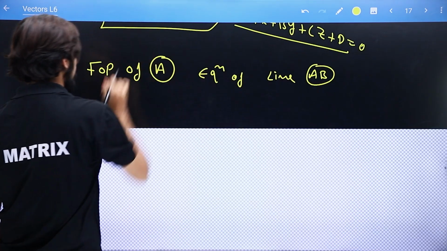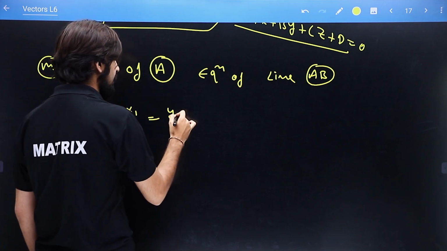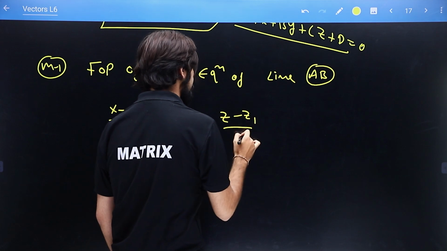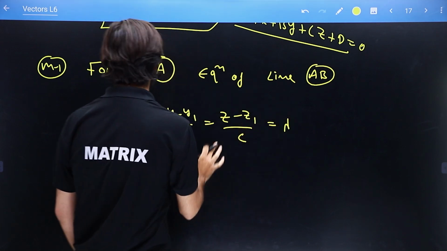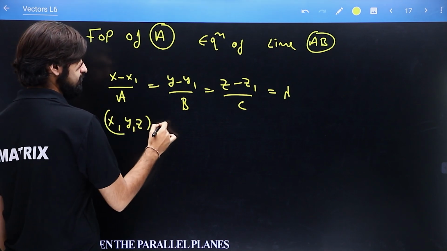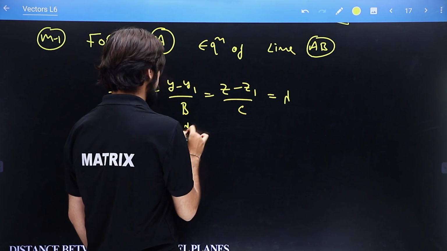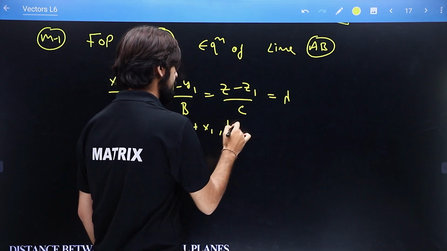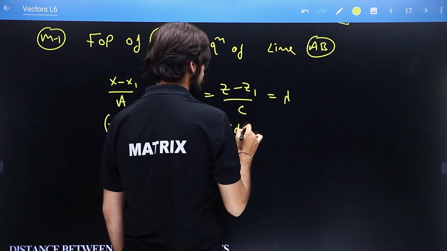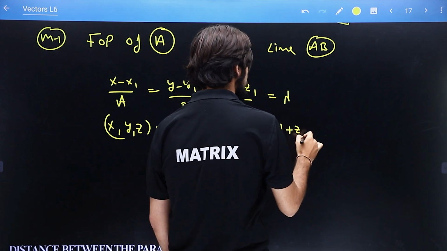So what will be the equation of line? (x − x1)/A = (y − y1)/B = (z − z1)/C, and you can assume it equal to lambda. So what will be the value of x, y, z? This will be Aλ + x1, Bλ + y1 and Cλ + z1.